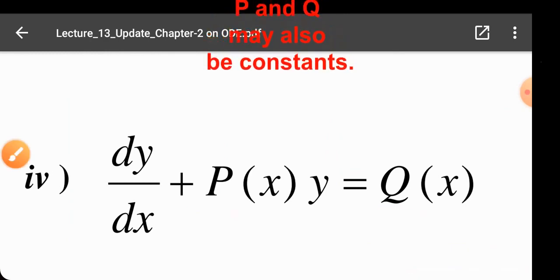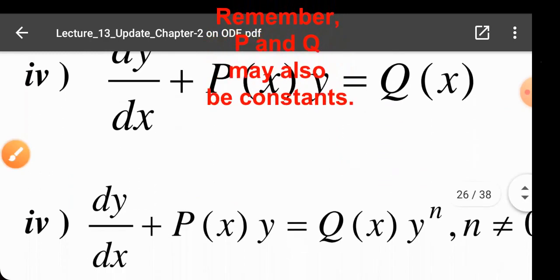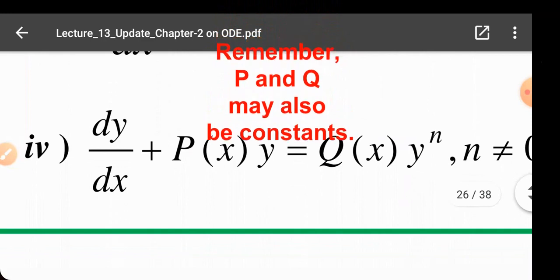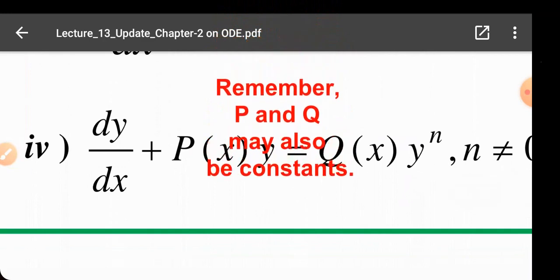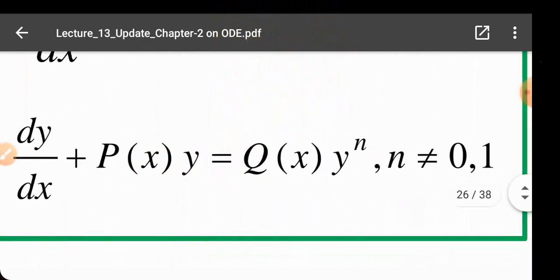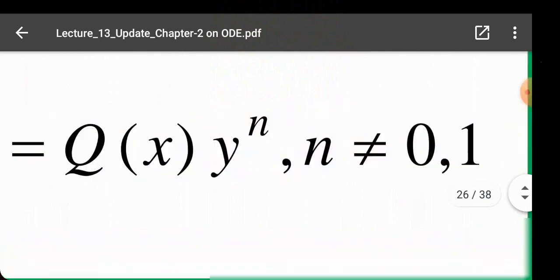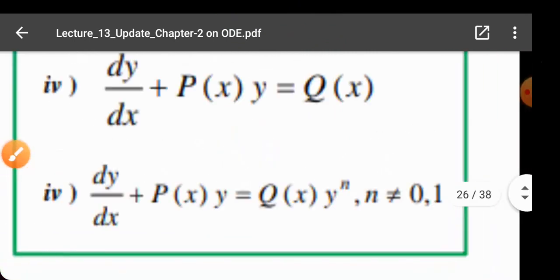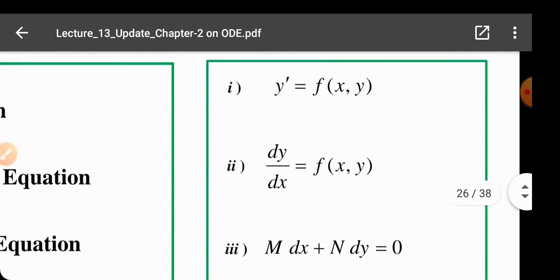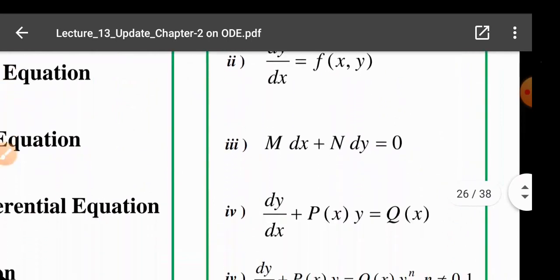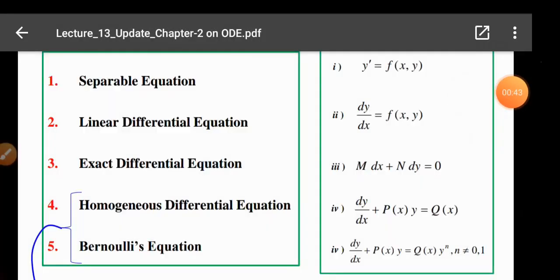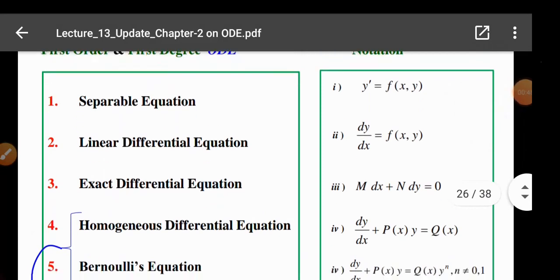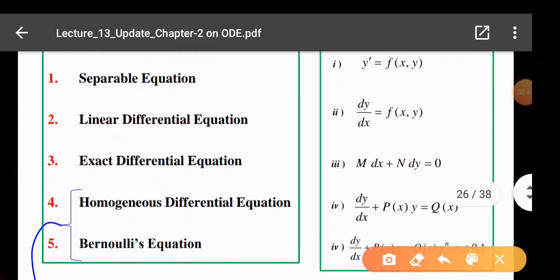We have a similar notation here: dy/dx plus p y equal to q y to the power n, but the condition is that the exponent n cannot be 0 or 1. So all these 5 notations are first order differential equations. That means a differential equation may be of any of the 5 forms from 1 to 5.